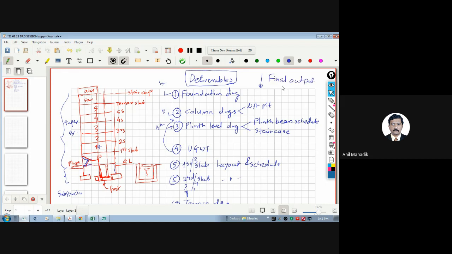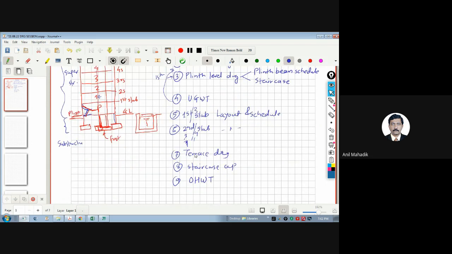And I generally suggest all of you, please focus on the drawing part more. Even though you have little errors in the design or analysis, it doesn't make much difference, but don't make any mistakes or errors in the drawings, because finally the construction is based on the drawings only, the structural drawings.